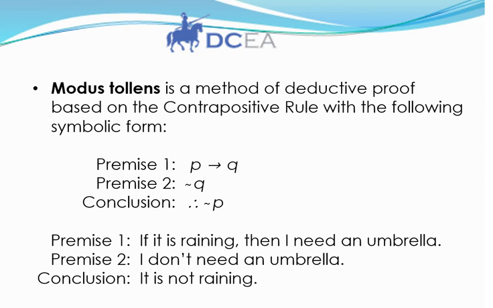It has the following symbolic form. If P, then Q. Not Q, therefore not P. So we'll read our original premise. If it is raining, this is P, then I need an umbrella. This is Q. We're now going to do not Q. I don't need an umbrella. Therefore, not P, it is not raining.